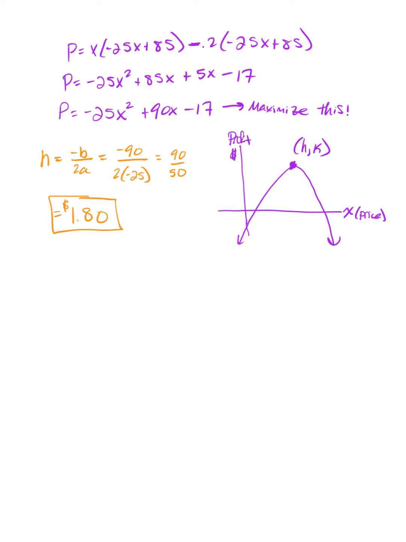If she wants to know how much money she'd make, we could just evaluate profit when price is $1.80. So you would do negative 25 times $1.80 squared plus 90 times $1.80 minus 17, and that comes out to $64. So Alma would make a total profit of $64 off of this lemonade stand if she charges $1.80 per cup, and this is the maximum profit she could make.